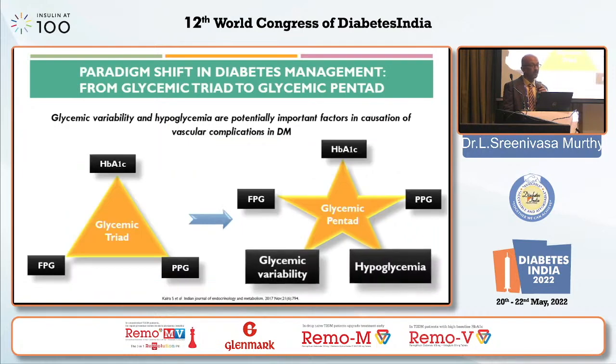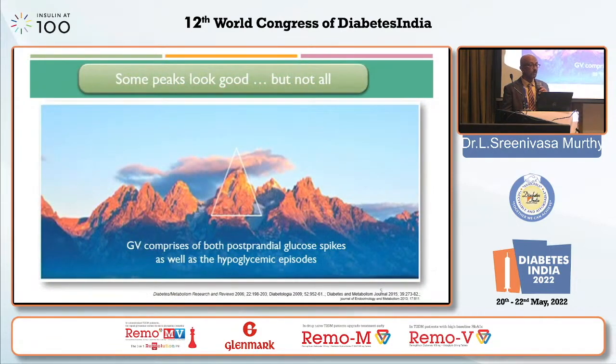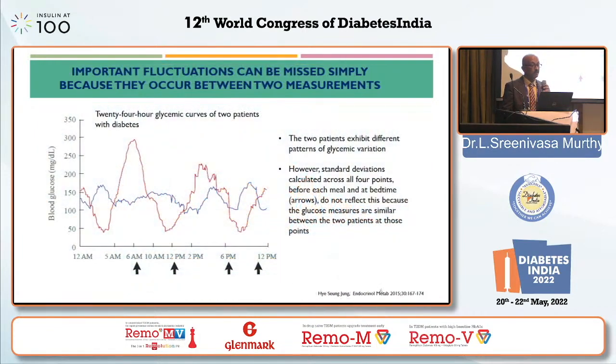So in the management of diabetes, there is now a paradigm shift from looking only at the A1C, FBS, PPBS, to also adding on the glycemic variability and the hypoglycemia component. So all peaks do not look good in clinical practice. The glycemic variability comprises both postprandial glucose spikes as well as the hypoglycemic spikes. So this is what it looks at.